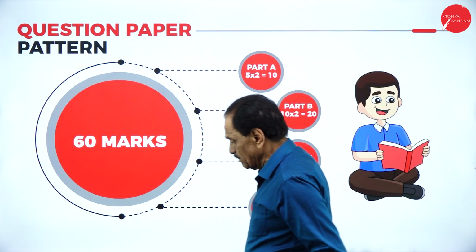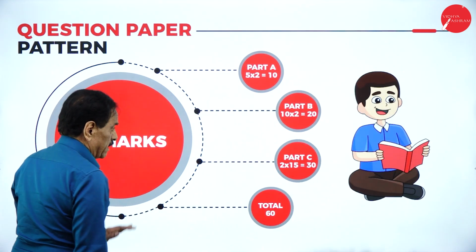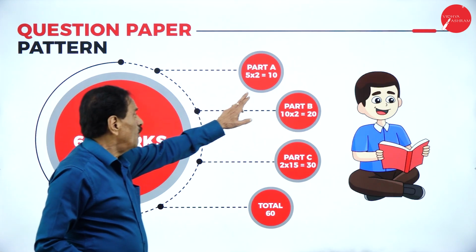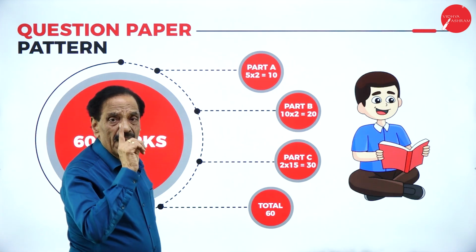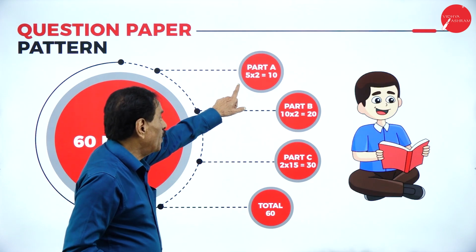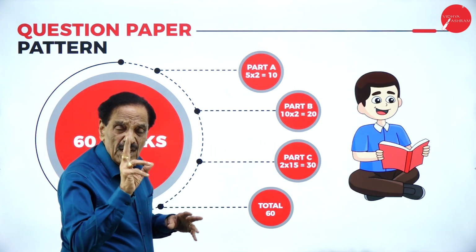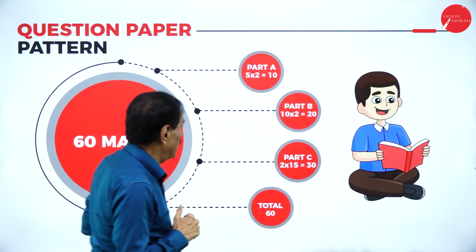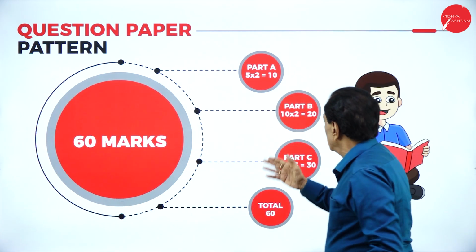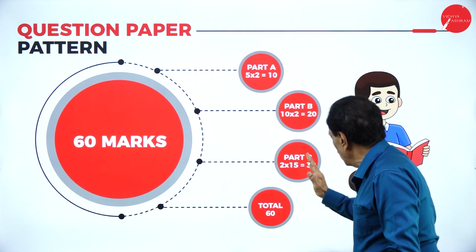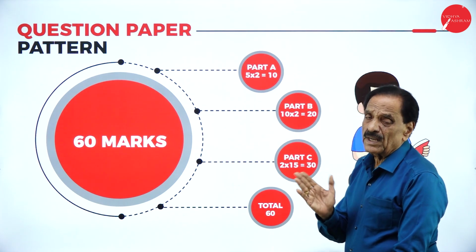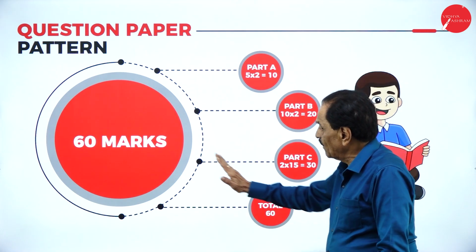For the 60 marks paper, this is the writing paper, that is internal writing paper 60 marks. You have to answer Part A. We'll ask 7 questions, you have to answer any 5, each carrying 2 marks, 5 into 2, 10 marks. Then Part B, 10 into 2, 20. Part C, 15 into 2, 30. Totally 60 marks. 40 marks for internal, 60 for paper.